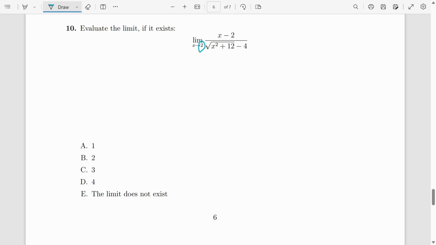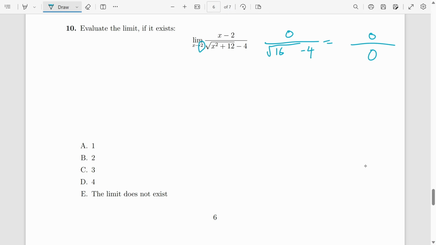So this will become 2 minus 2, which is 0, over the square root of 2 squared is 4, 4 plus 12 is 16, the square root of 16 minus 4, which equals 0 over square root of 16 is 4, 4 minus 4 is 0. So 0 over 0, yeah, that's usually how these go if you just plug in 2 right at the start.